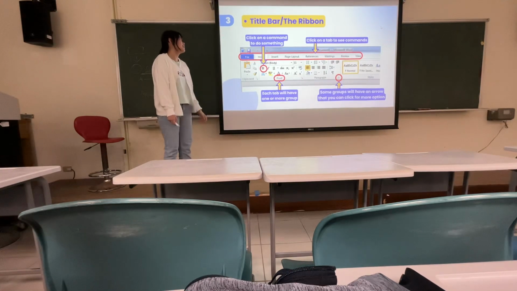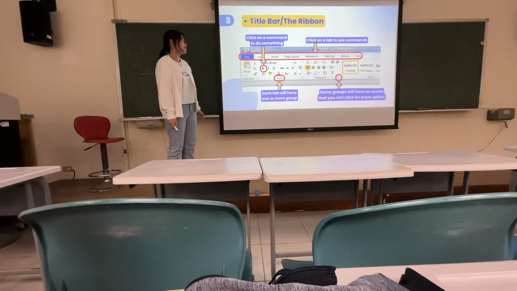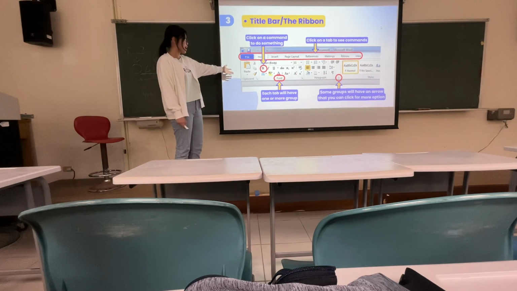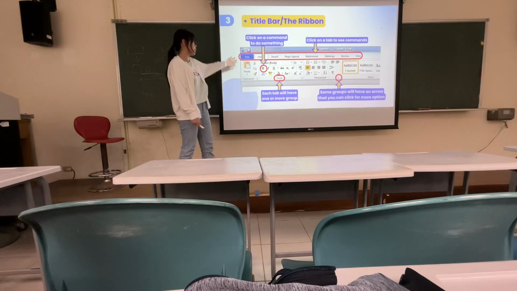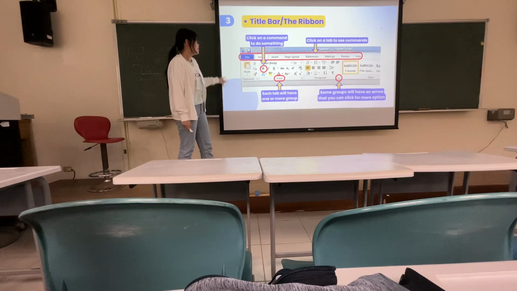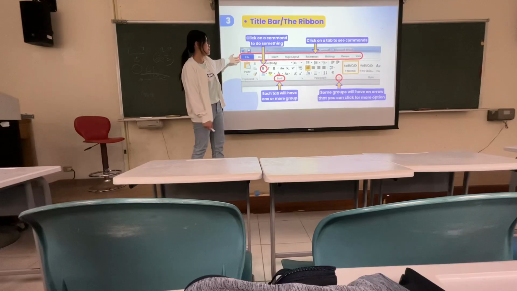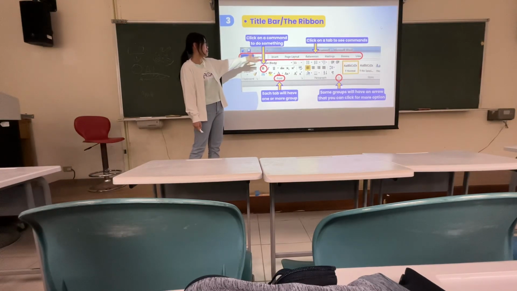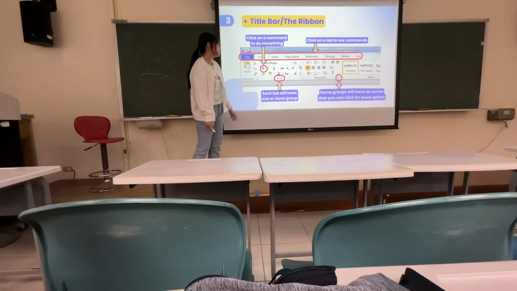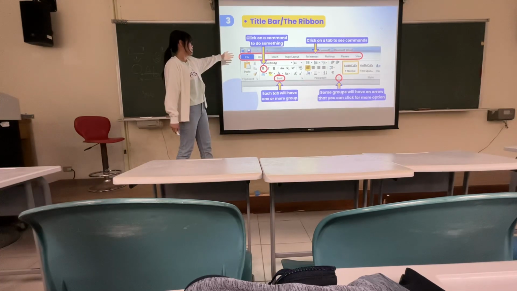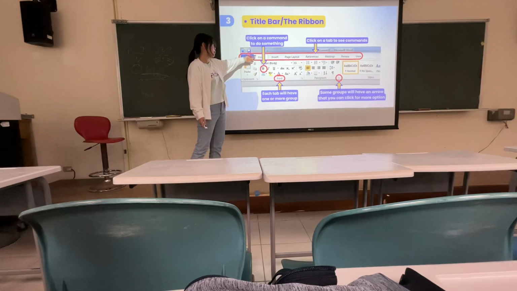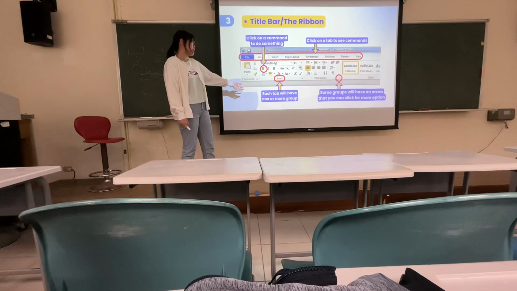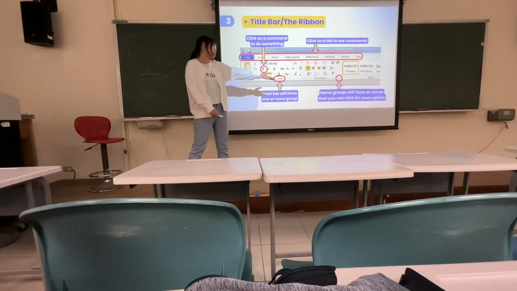So let's introduce the title bar. There are lots of things in the title bar, but we will go from top to bottom. This line is tabs. You may see different tabs there. There are File, Home, Insert, and so many other things. For example, we are in the Home tab. For each tab, there will be many groups.